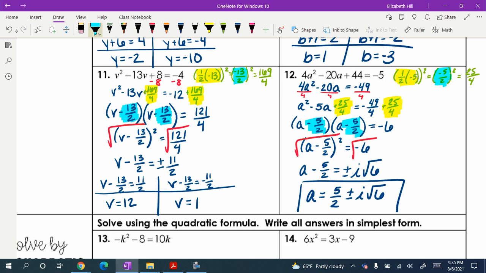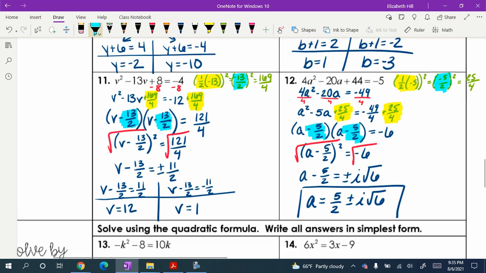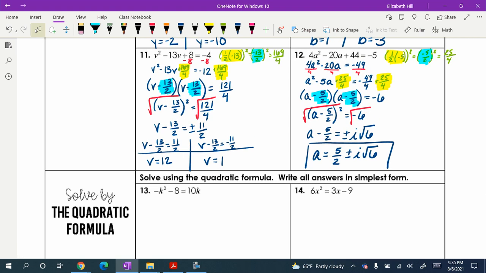All right, so last but not least, there is the quadratic formula.